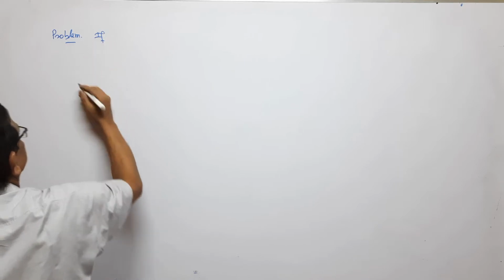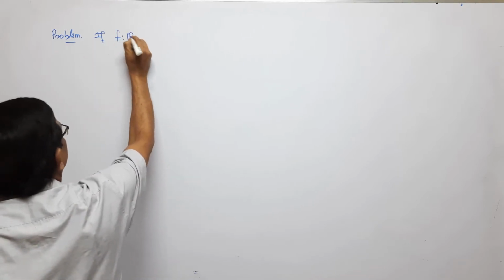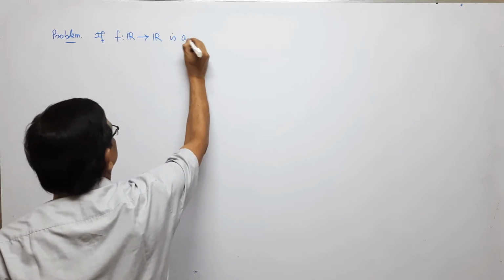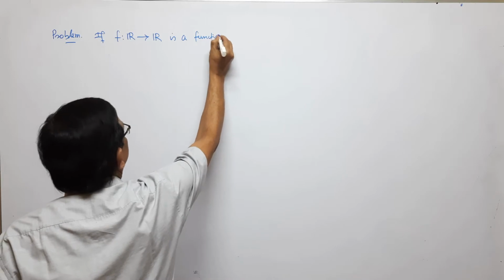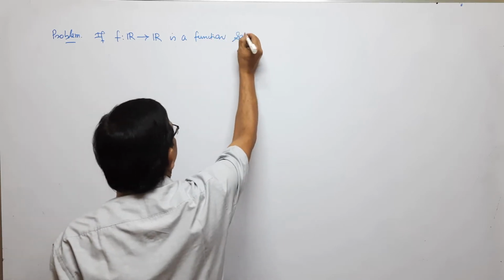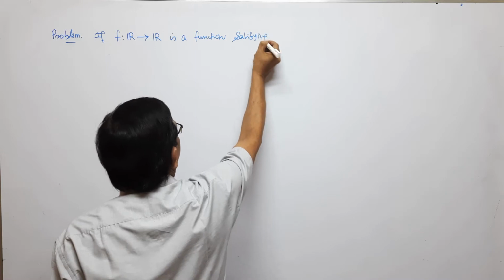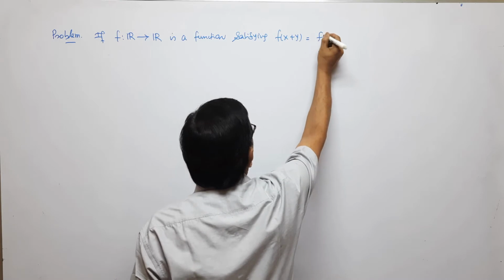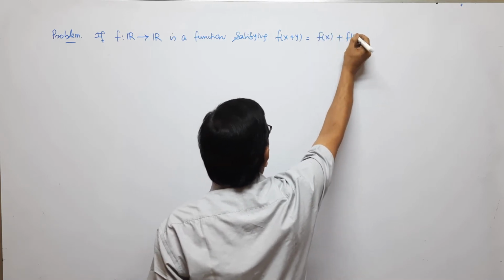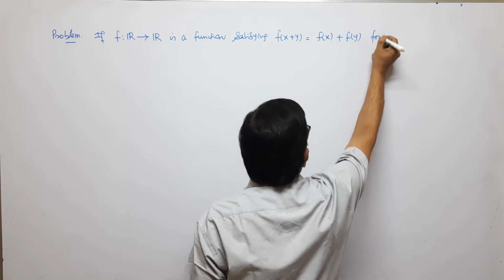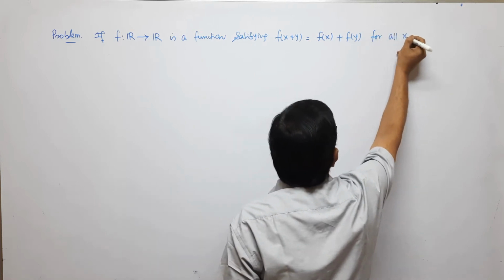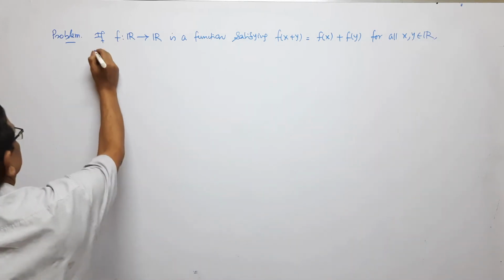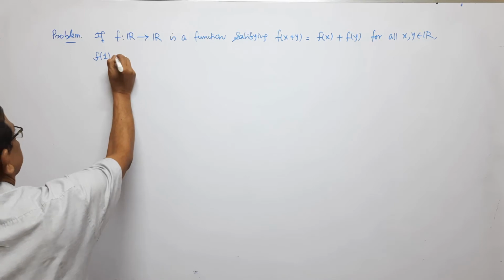If f from R to R, R means real numbers, is a function satisfying f of x plus y is equal to fx plus fy for all x comma y in R, and f1 is equal to 7.